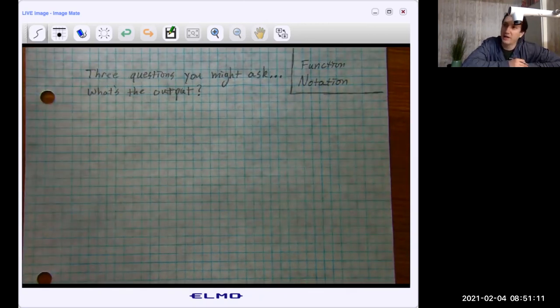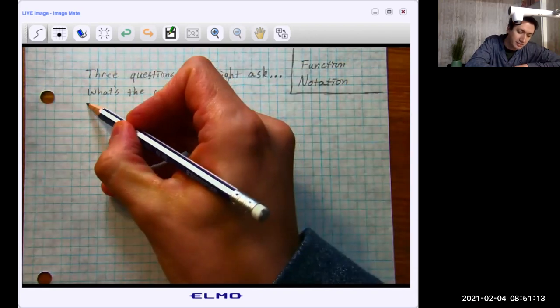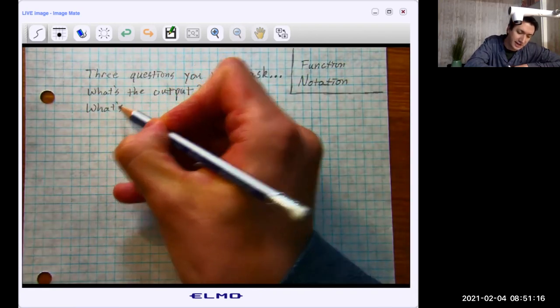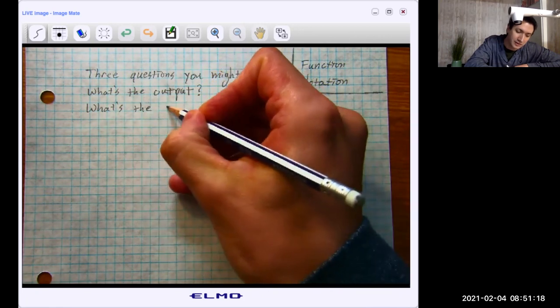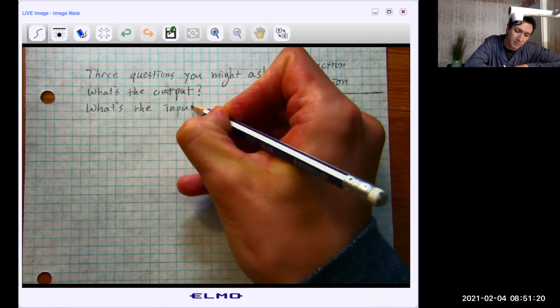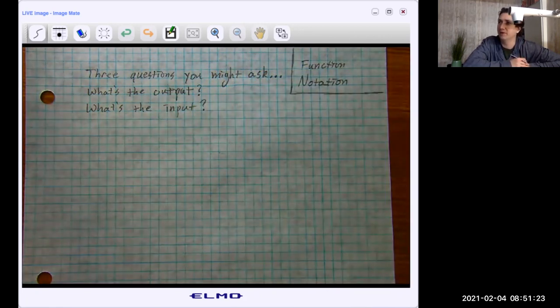The other thing that you might ask would be, what's the input? That's more like a science kind of question: we're observing all this stuff happen, but what was the input that caused it to happen?